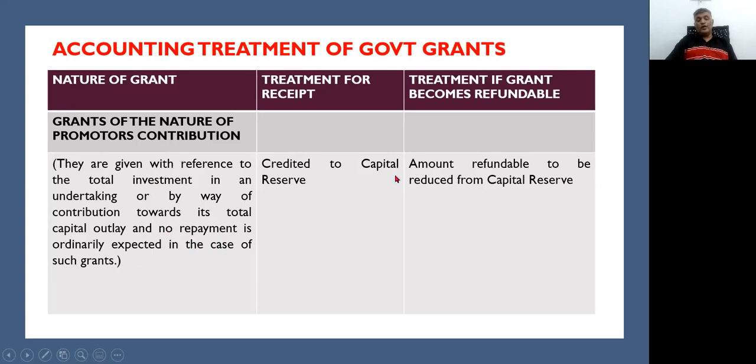If that is the case, you need to take it to capital reserve, right? But if the purpose for which the grant was given is not accomplished, then probably you may have to refund the government grant, in which case any amount refunded should be reduced from the capital reserve. Okay.